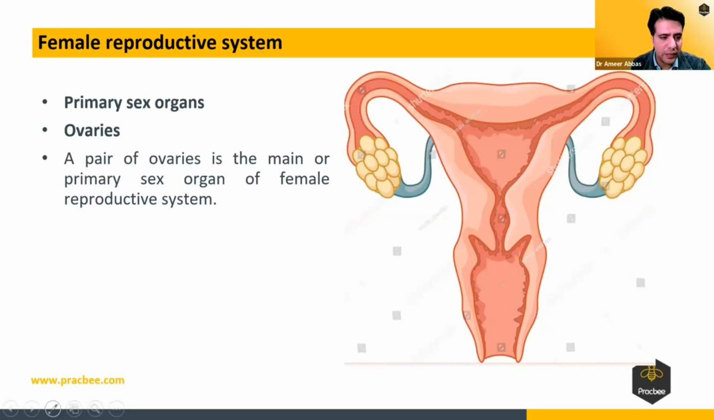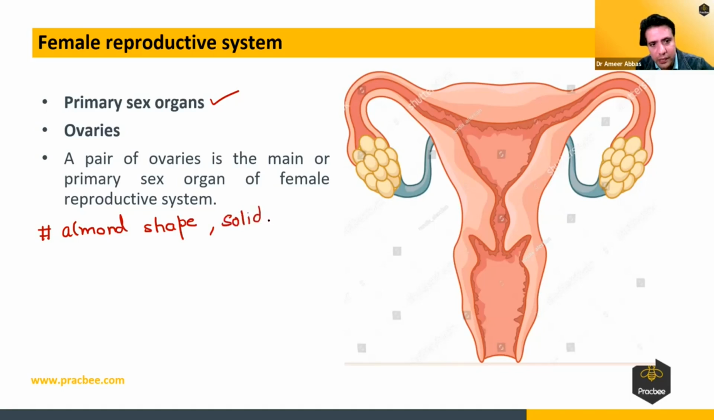And first is the primary sex organ. They are responsible for the formation of gametes as well as hormones. So the primary sex organ in the case of a female is the ovaries. The ovaries are found in pair. Ovaries are almond shaped, not hollow.